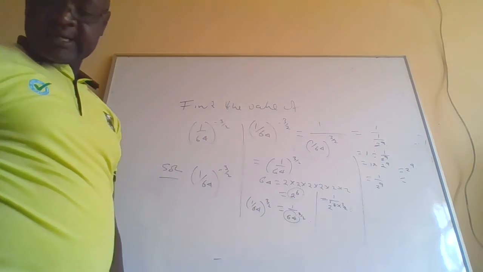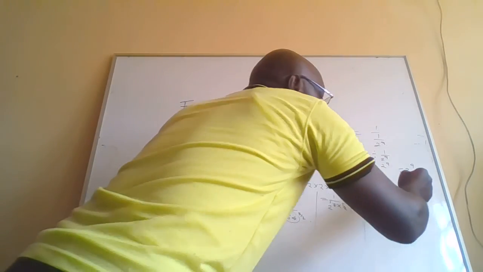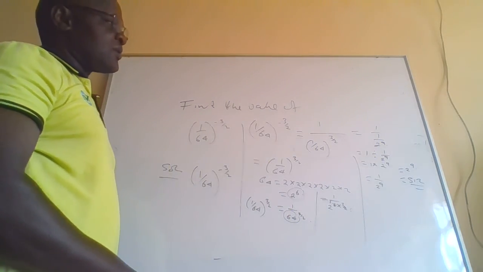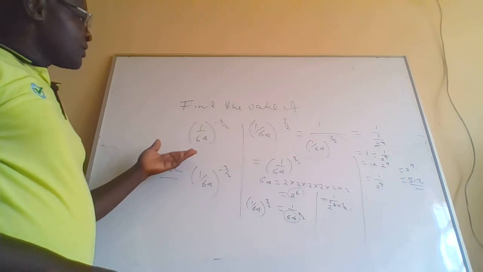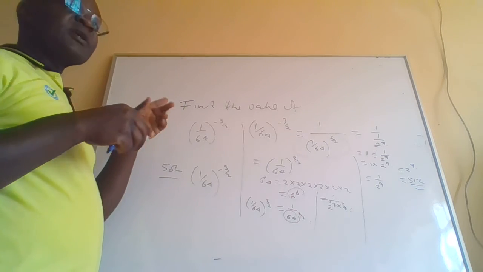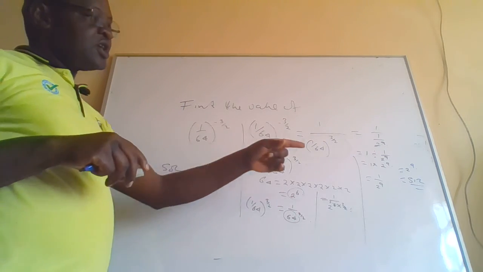So 2 raised to 9 is 512. Therefore, the value of 1 all over 64 in brackets raised to negative 3 all over 2 is 512.